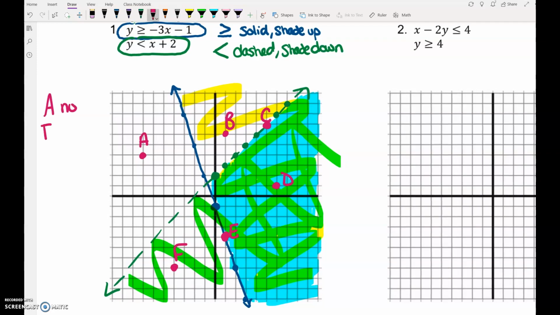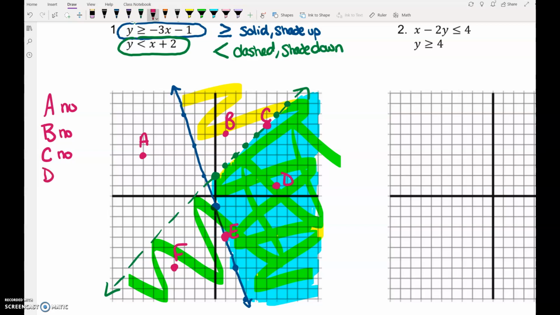No. Why? It's not in the shaded area. Is B a solution? No. It's a solution for the first line, but not for the second one. So no. How about C? C is a trick question. It looks like it might be, but it is on a dashed line, and dashed lines are not included in the shading. So C is no.